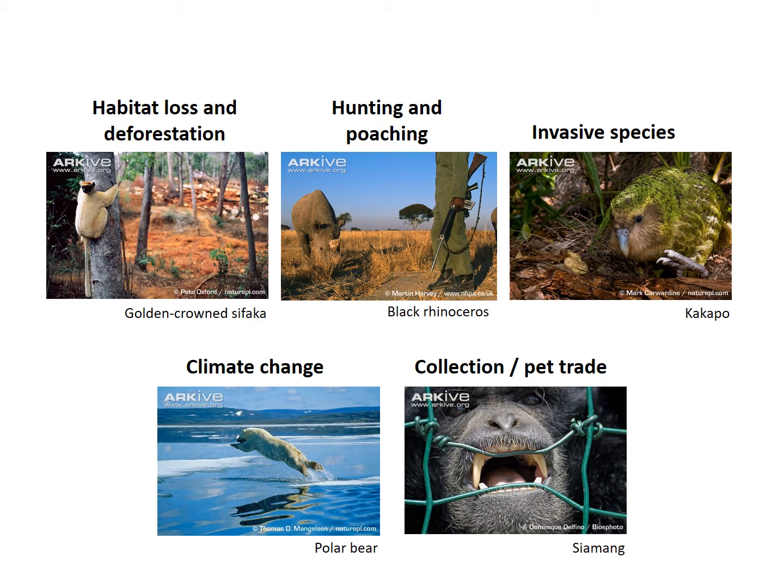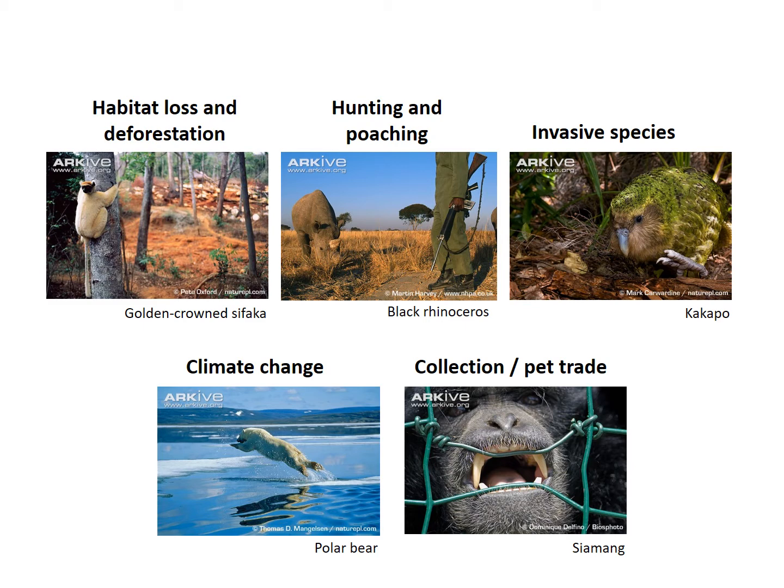You can see the deforestation going on in the top left-hand picture, which is obviously affecting the golden-crowned sifaka. Climate change for polar bears. If there's no ice, then they can't swim forever. They are good swimmers, but they're not adapted to live in water. They need something to be able to live on.